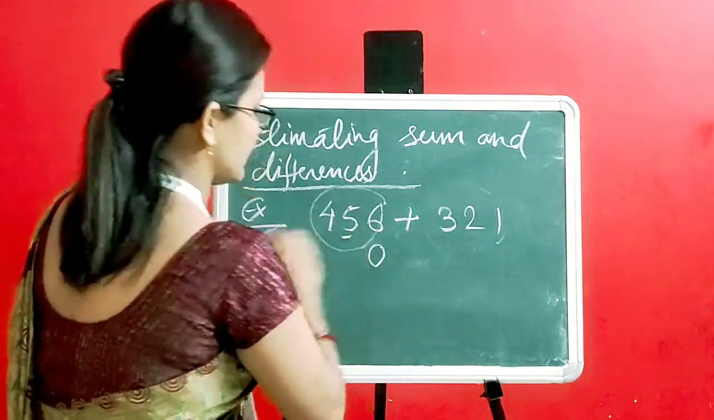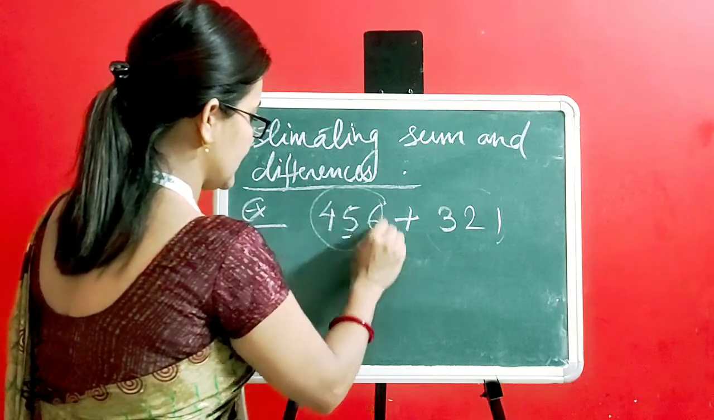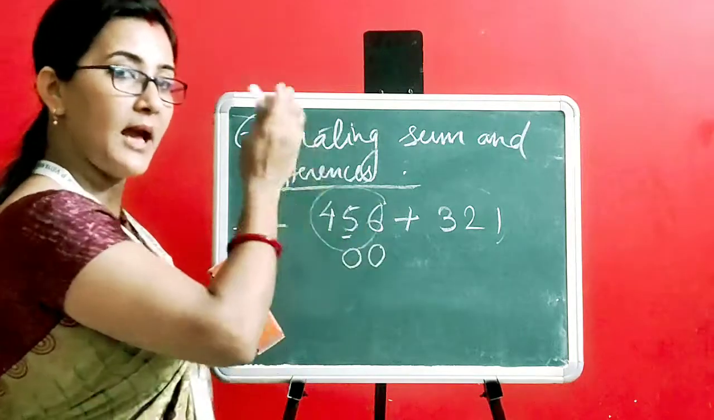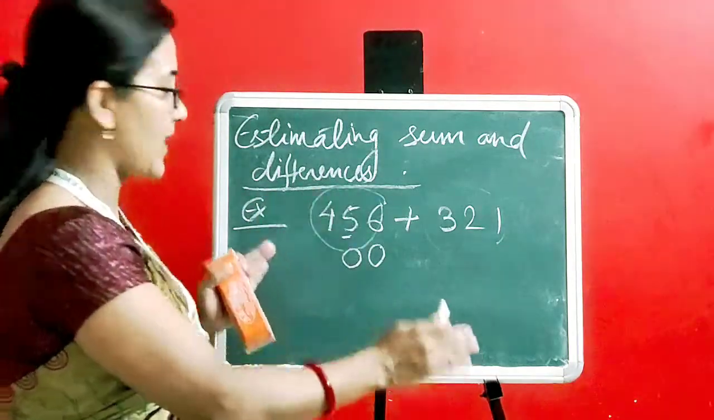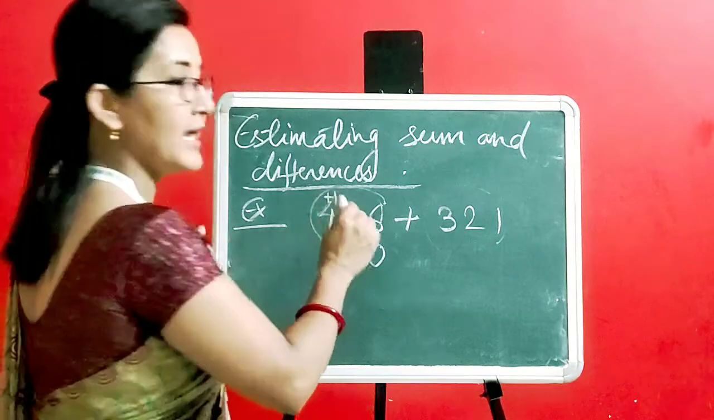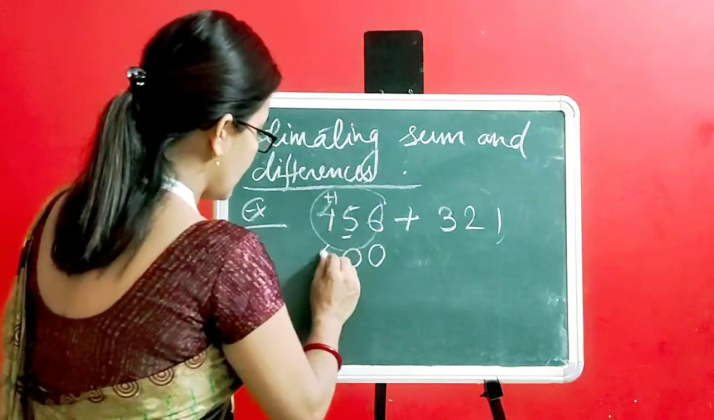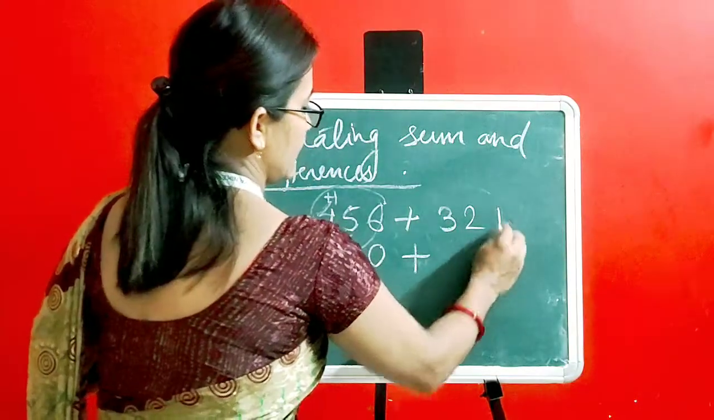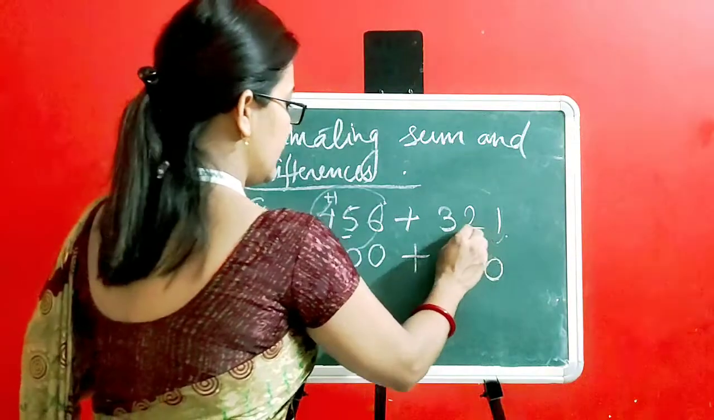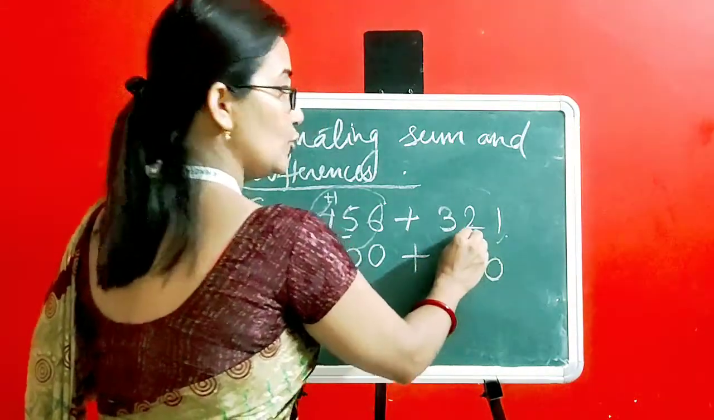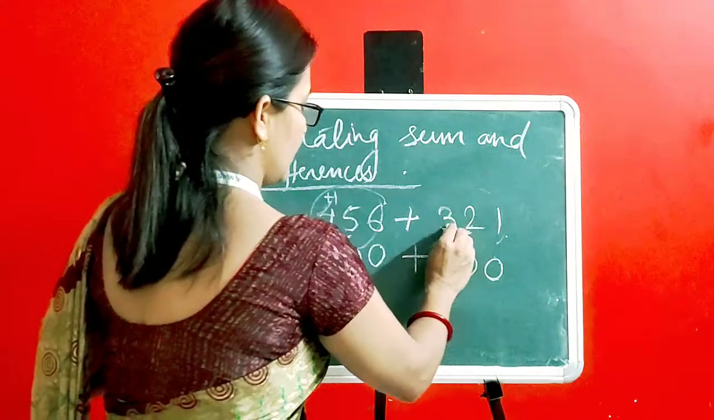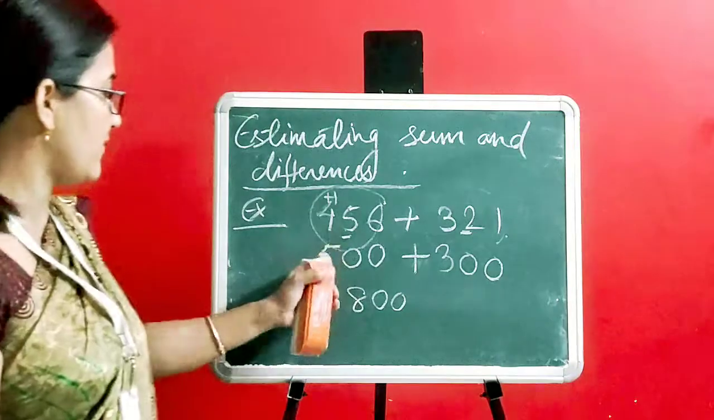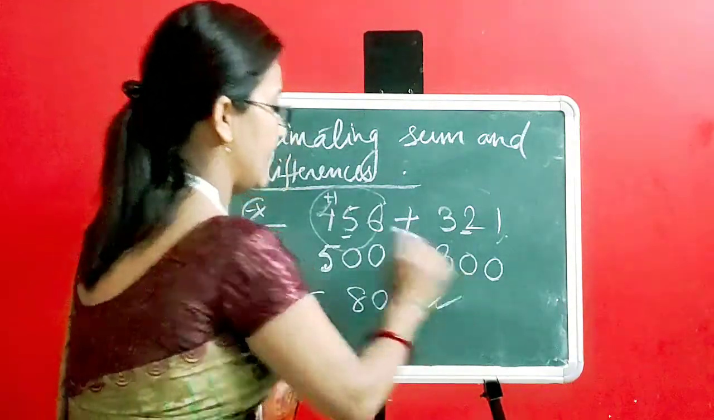So the 6 will become 0, and the 5 will become 0. But if the tens digit is 5 or greater than 5, then the hundreds place will get increased by 1. So rounded it will be 500. Plus here, in 321, the 2 is less than 5, so the 3 will remain as it is. So the answer will be 800. Means 500 plus 300, the answer will be 800.